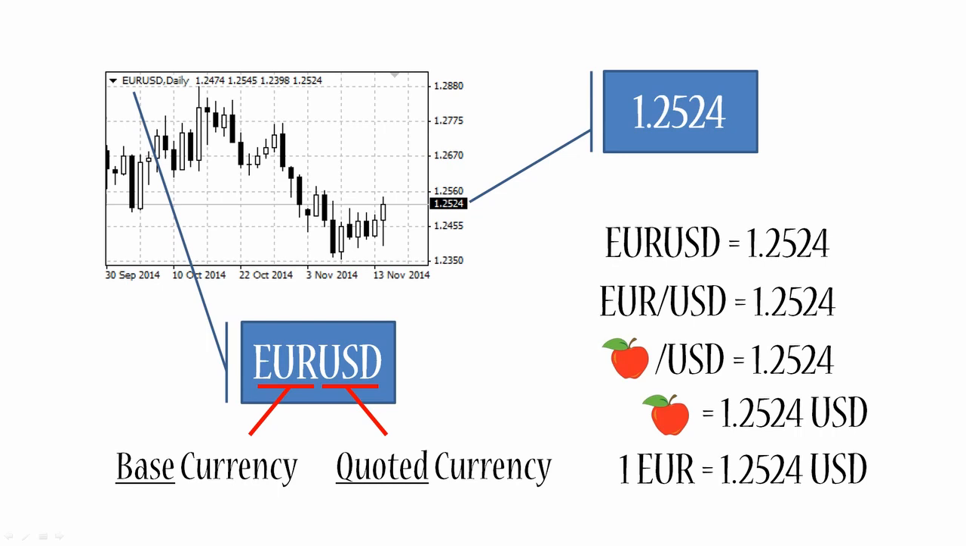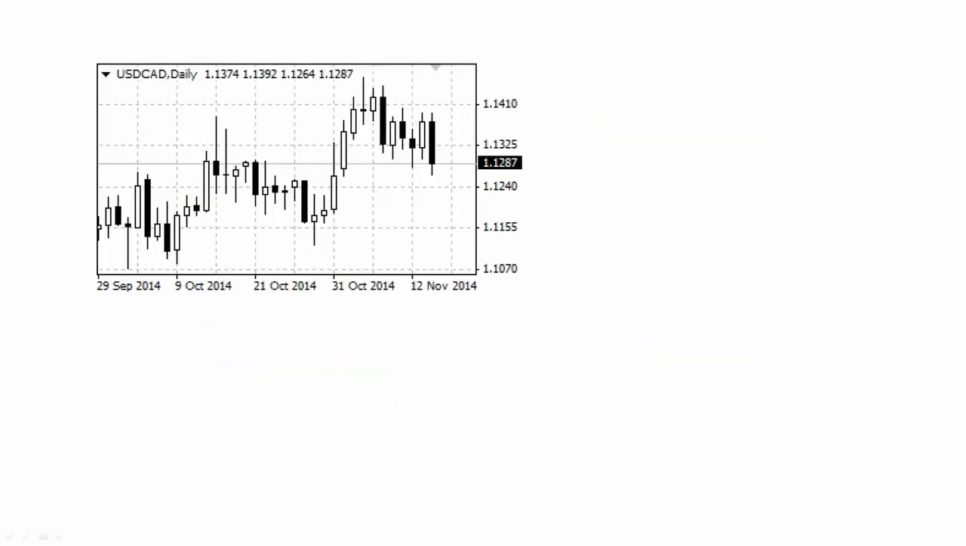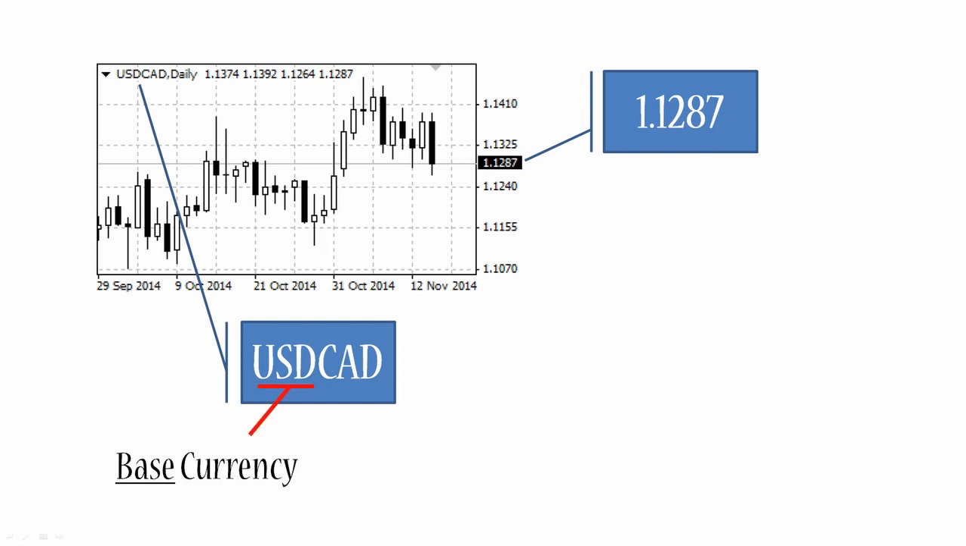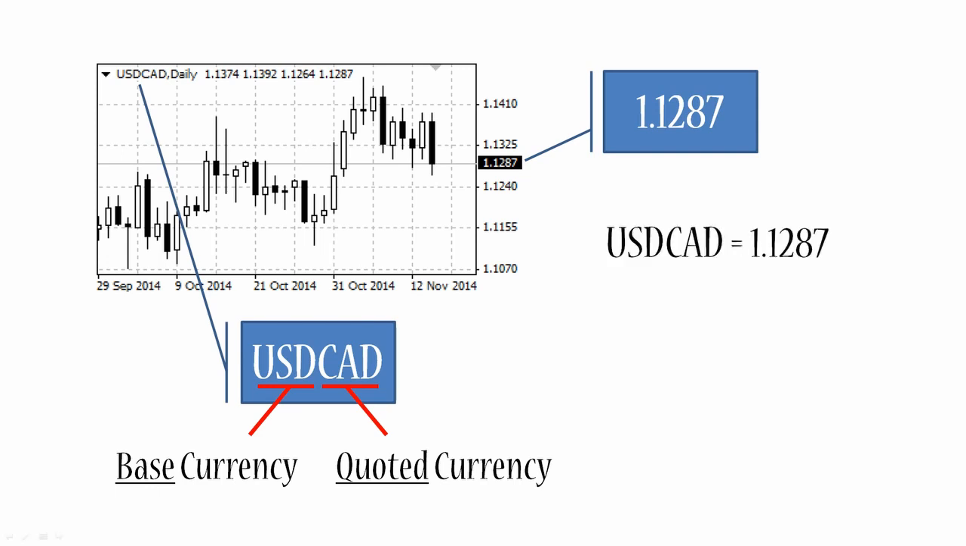Now let's look at another example. Let's take US dollar, Canadian dollar for instance. And this example will be a bit more tricky because the US dollar is on the left. Now as you can see, the US dollar is the base currency in this example, and the Canadian dollar is the quoted currency. How do we read this chart? Very similar approach. US dollar Canadian equals 1.1287.